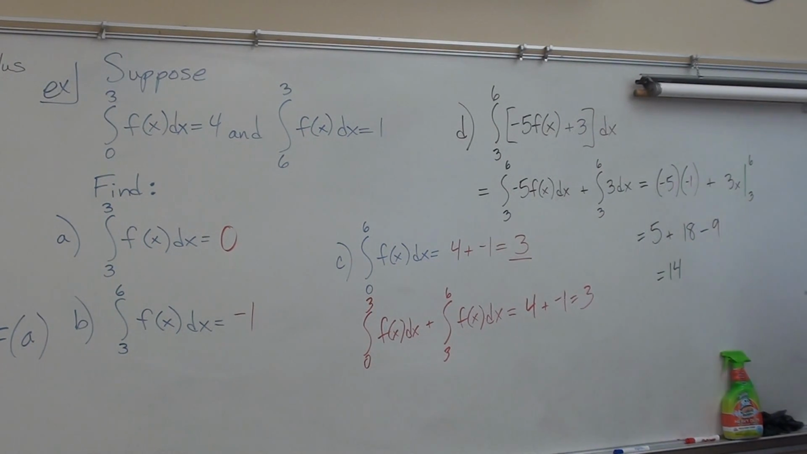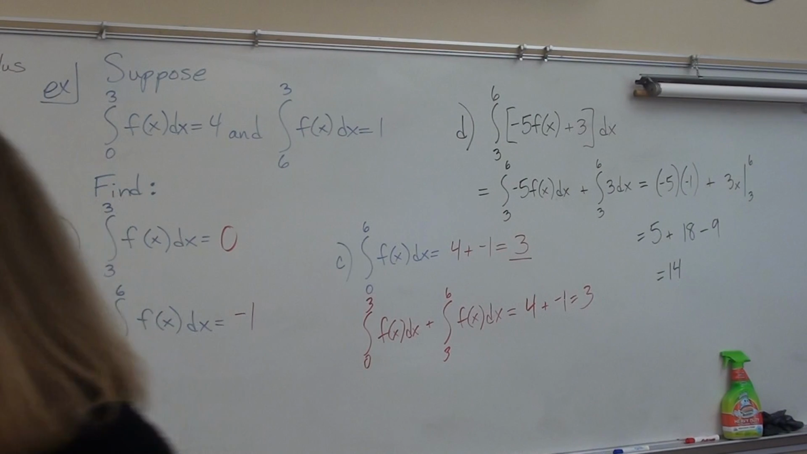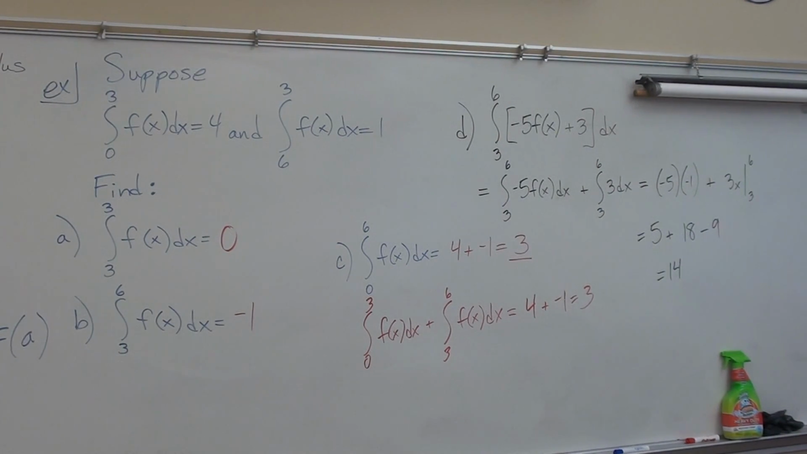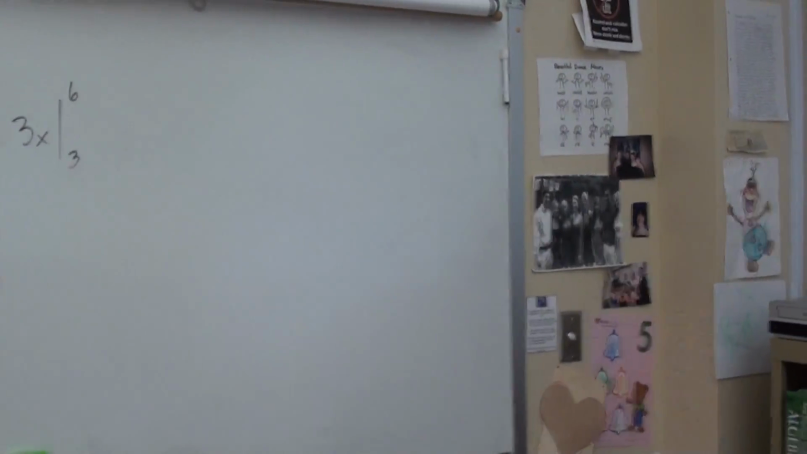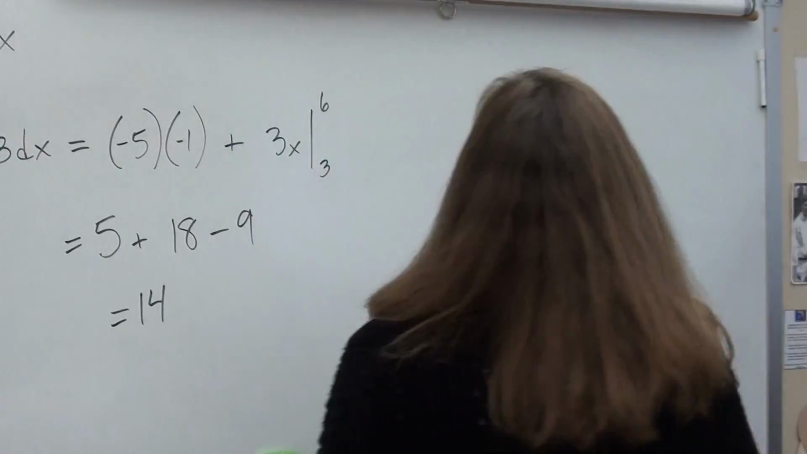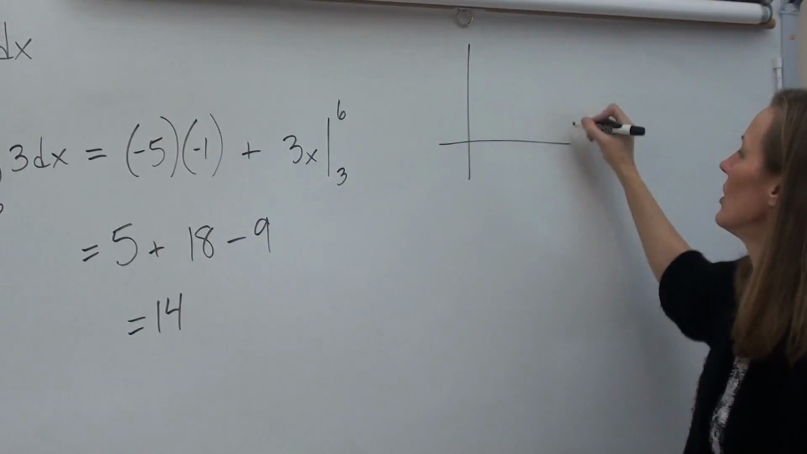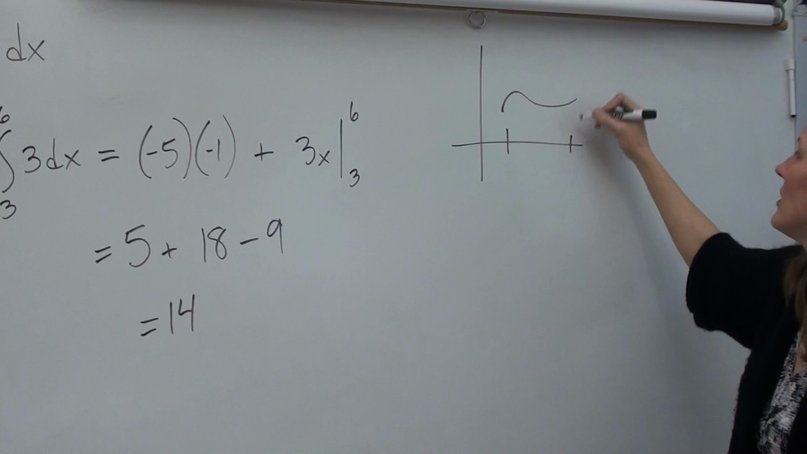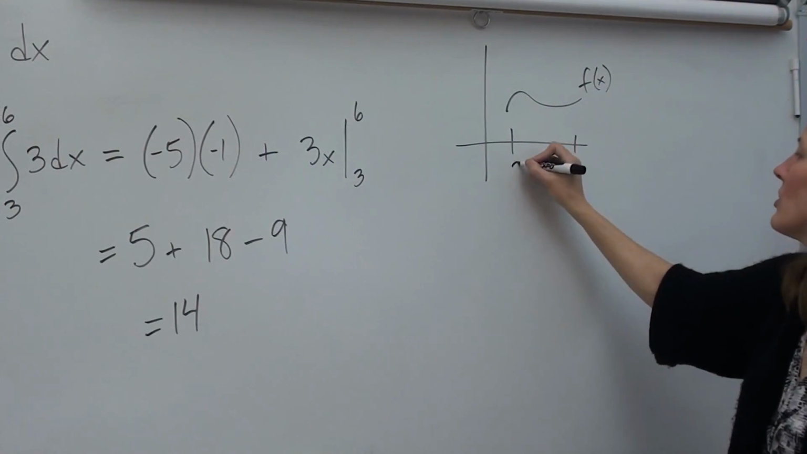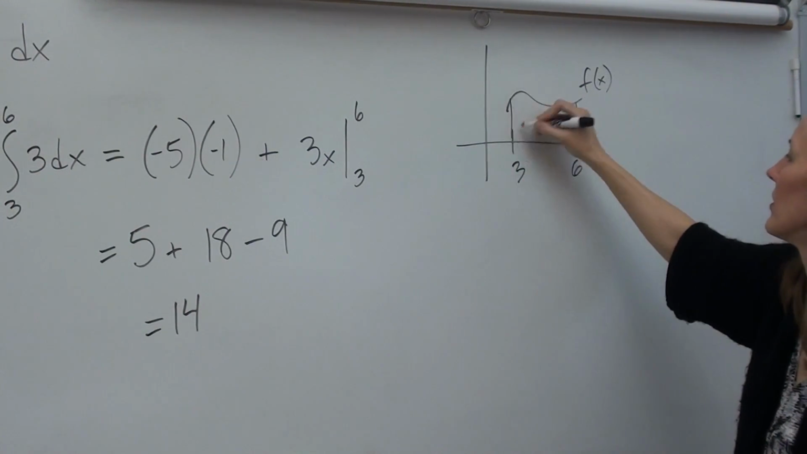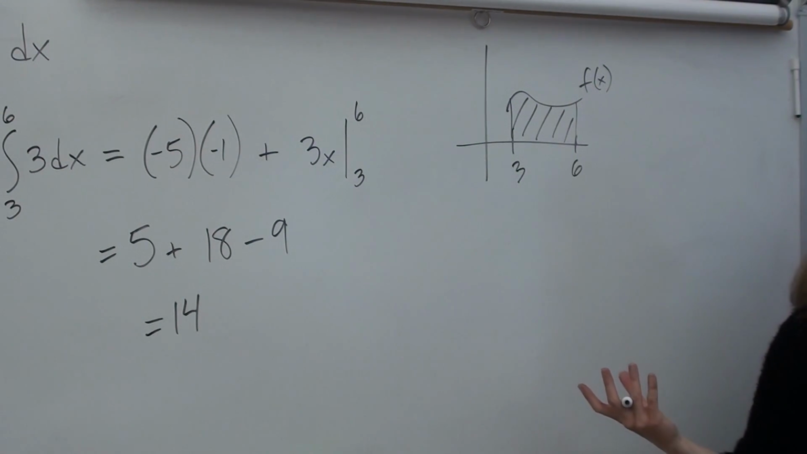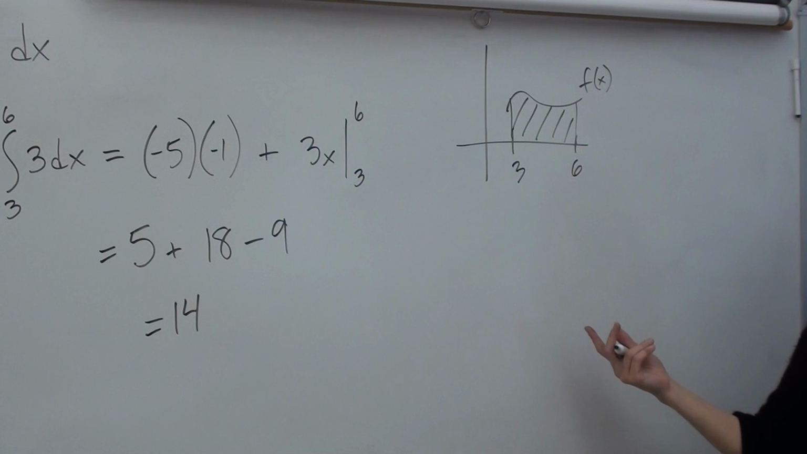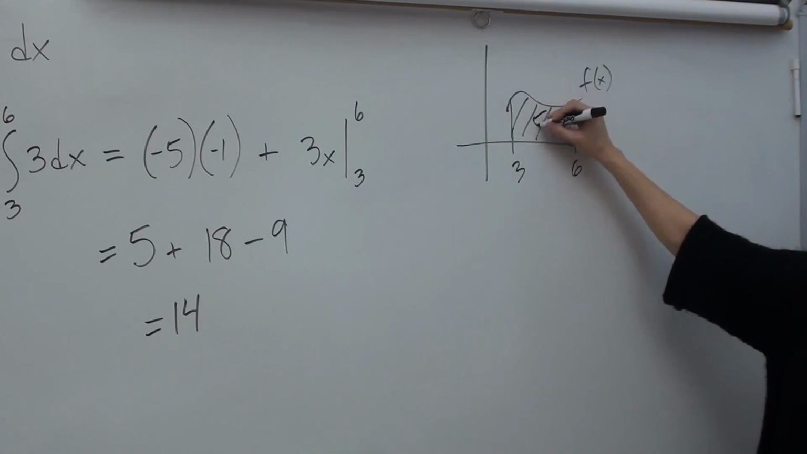All right, I'm going to show you visually why, with a quick 2-second graph. Okay, suppose this is f of x. Here's 3, here's 6. All right, so say we've got some area, right? And let's just, for argument's sake, say that this area is 5.